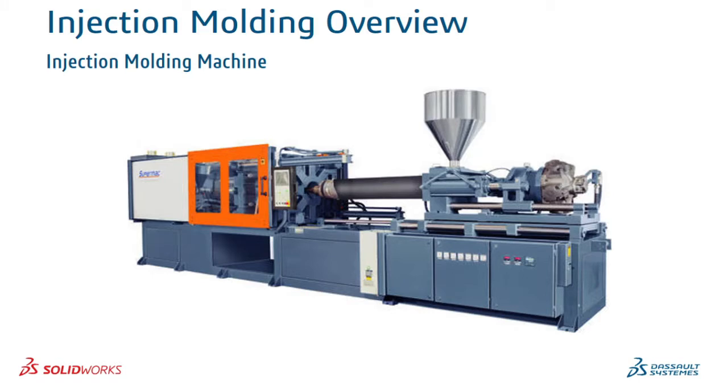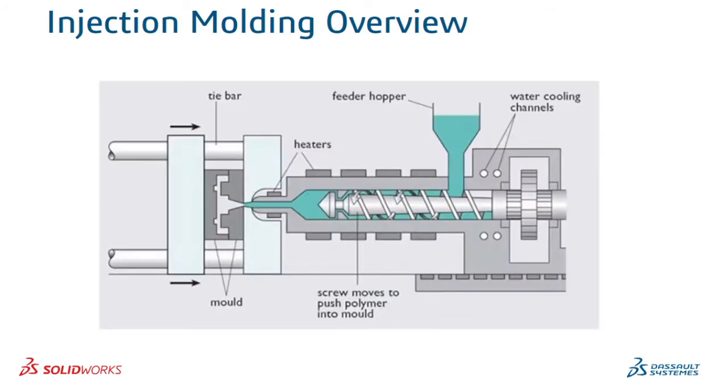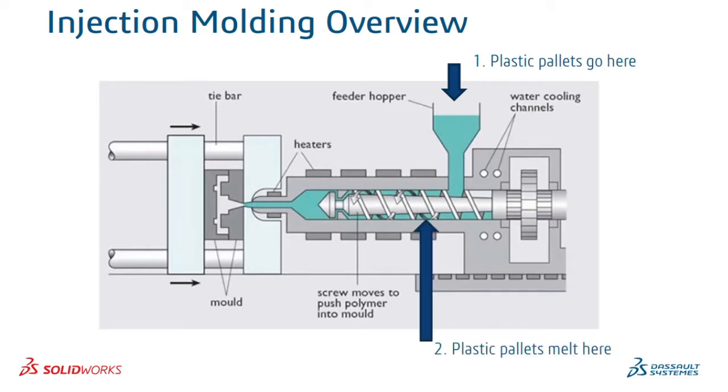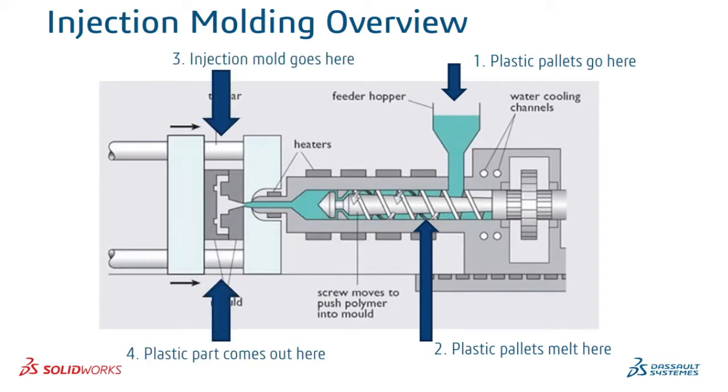And a quick introduction to the injection molding machine. The pellets go in here, they are melted over here with these heaters, and they enter into the cavity, and the plastic part comes out from here as a net shape of the finished product.